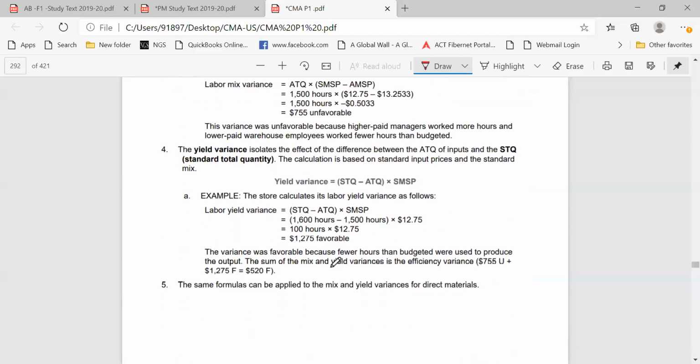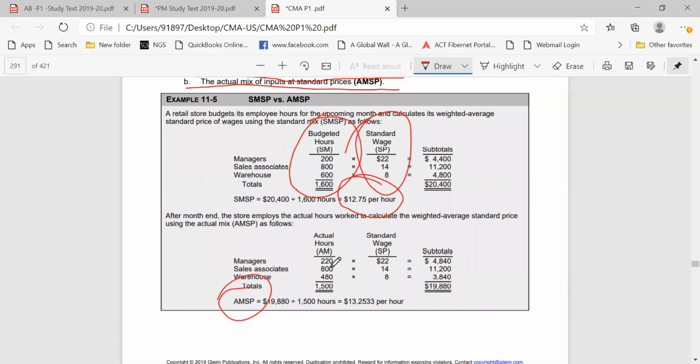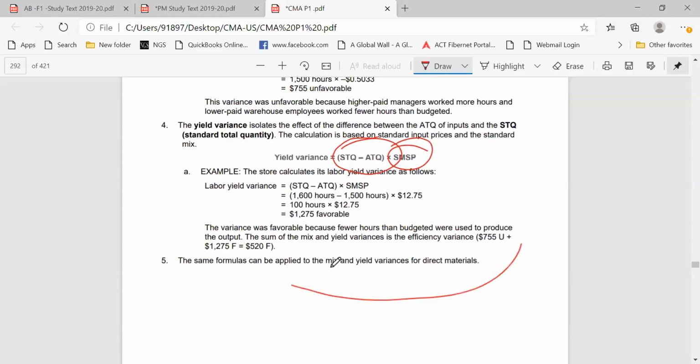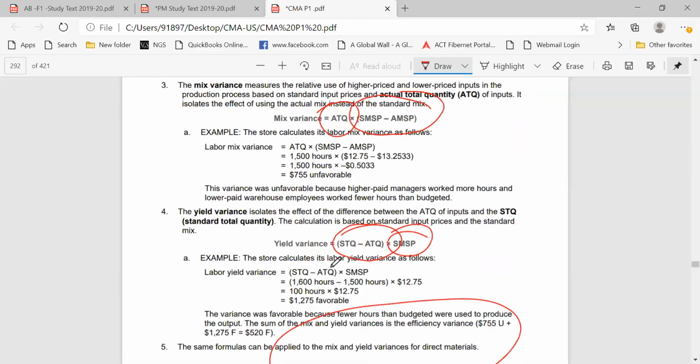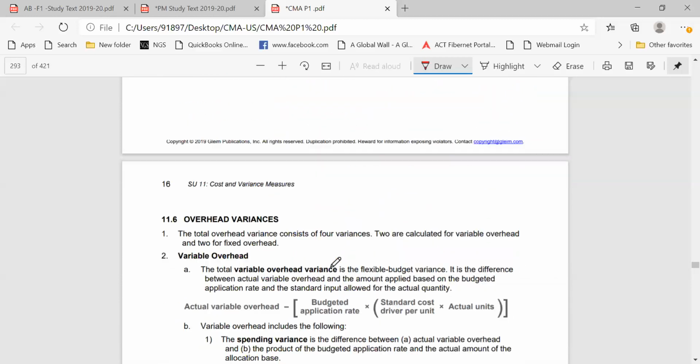Now the same goes with yield variance. We take standard total quantity minus actual total quantity, and then multiply it with the standard mix of standard prices, which you had already calculated by using the weighted average. As simple as that. Now the same can be applied for materials and labor. I hope you guys are getting clarity here. You will get more clarity once you solve a few problems in the online access.